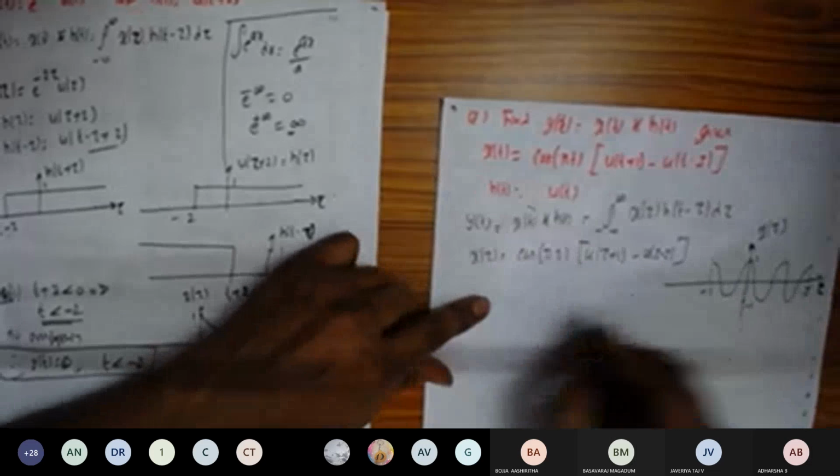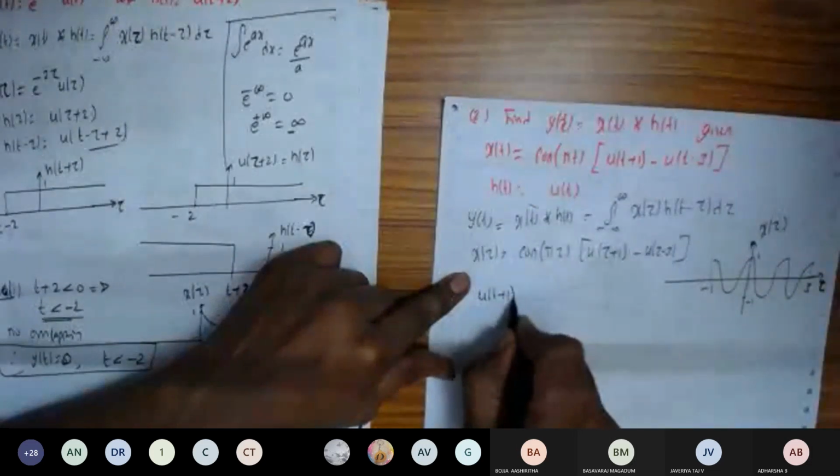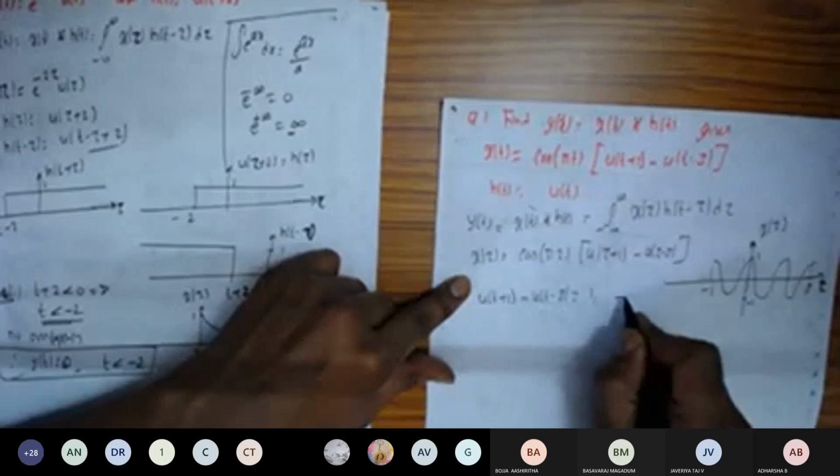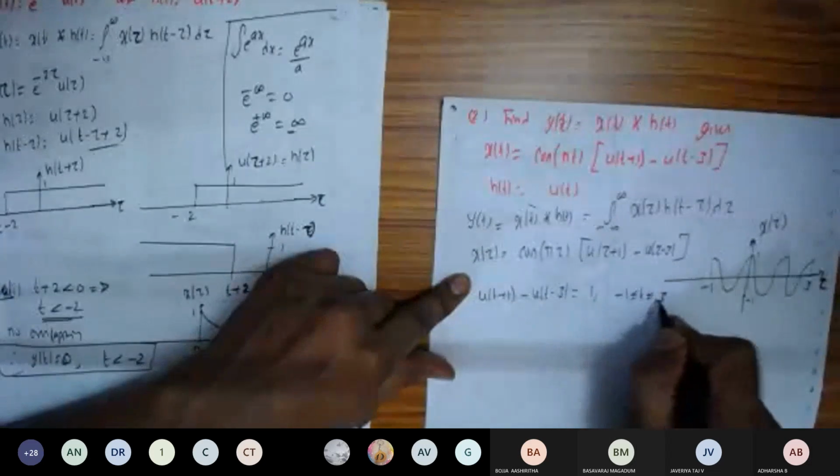If you want, I'll define here: u of t plus 1 minus u of t minus 3 is nothing but it is having the value 1 for minus 1 less than or equal to t less than or equal to plus 3 here.